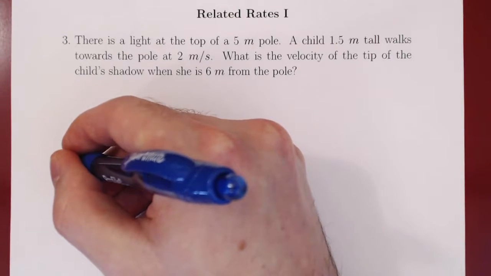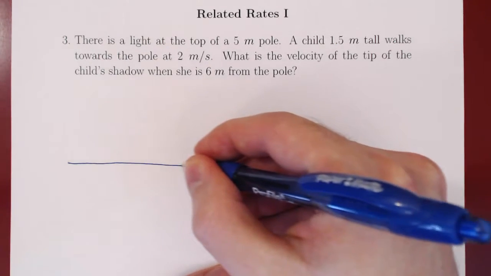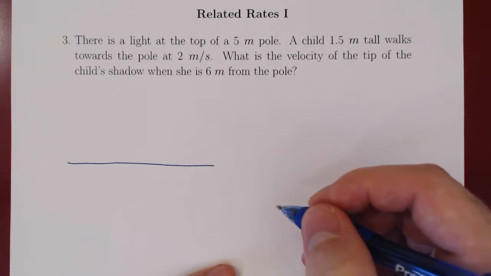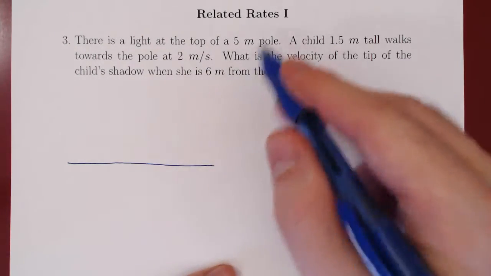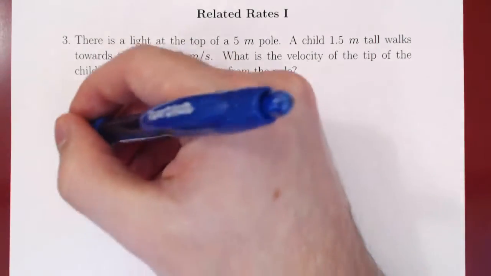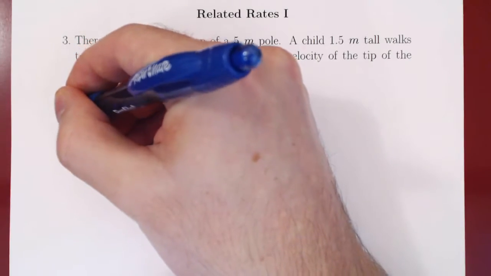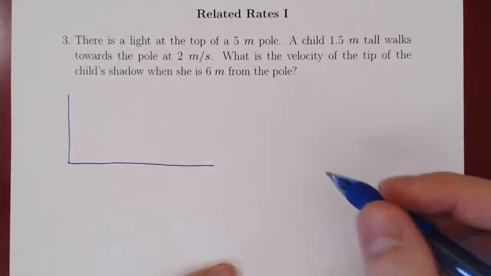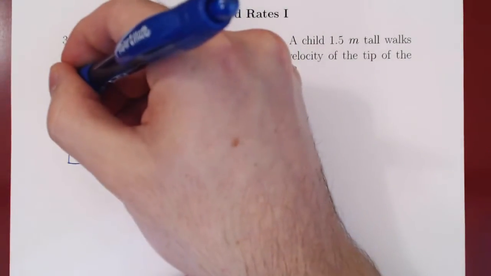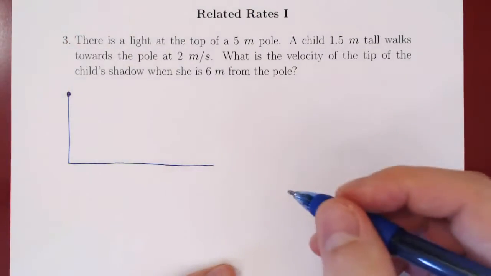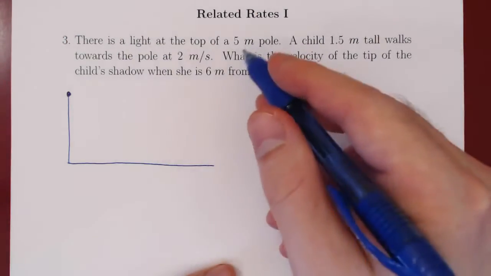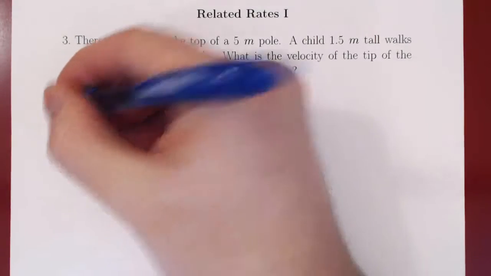We have the ground. We have our pole, which is 5 meters high. And the light is at the top of this 5-meter pole. So this is the light. And this is not changing, it's a constant. It's always equal to 5 meters.